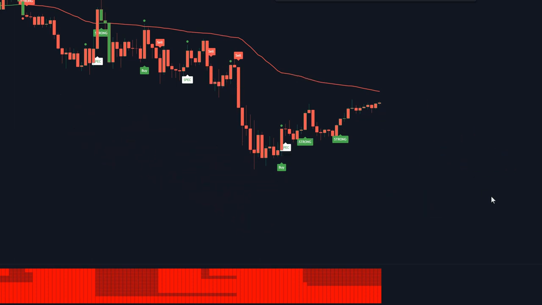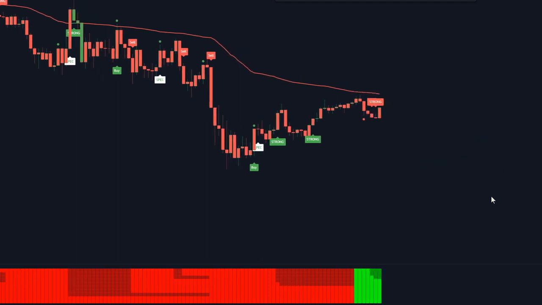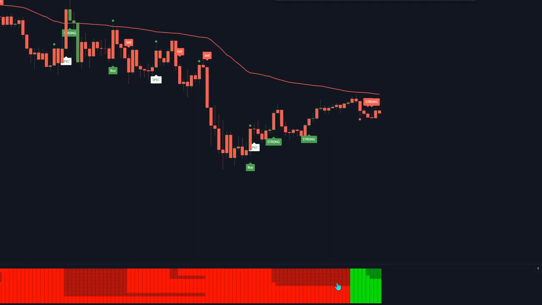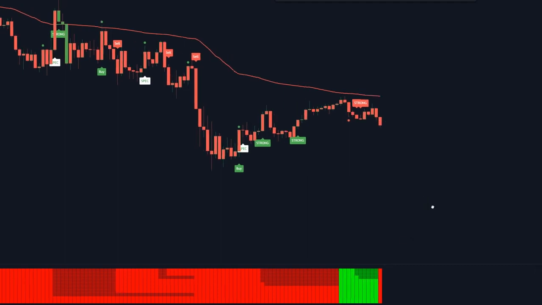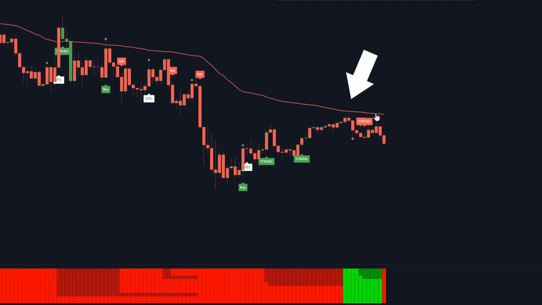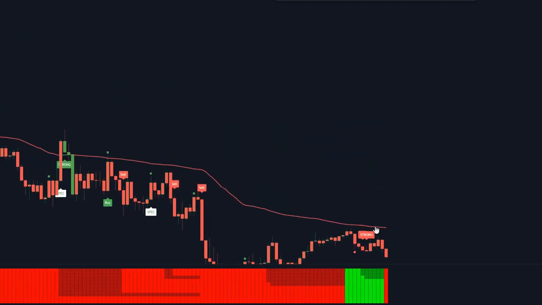Second, we need a pullback to happen within this bearish trend. To confirm that, the Duncan trend ribbon needs to change color from red to green and then back to red. This green area indicates a market pullback. Third, during the pullback, the price should not close above this red moving average. It can touch it with a wick, but it shouldn't close above it. If it happens to close above it, the setup becomes invalid.